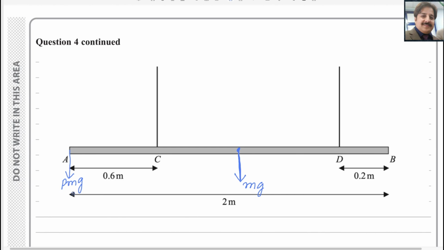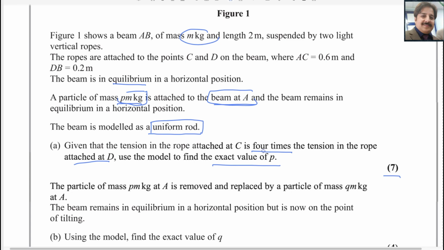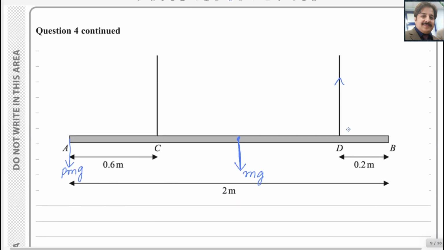Another point to be noted: the tension at C is 4 times the tension in the rope attached at D. If the tension at point D is T, then the tension at C will be 4 times T. Hopefully you understand why it is 4T. It is given in the question that the tension acting at point C is 4 times the tension acting at point D. So these things are given.